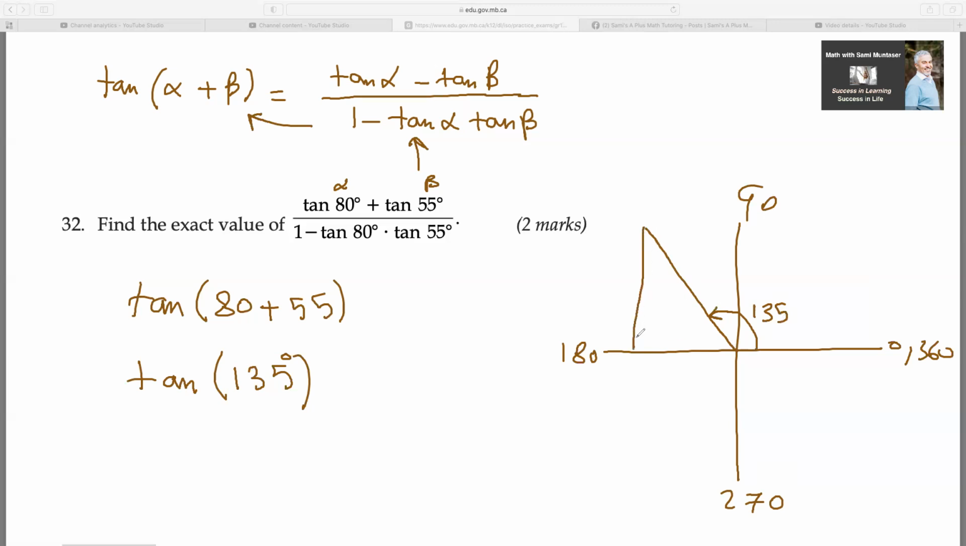Drop a vertical. The reference angle here is 45, and that's exactly what you need to work with. Therefore, this is 1, this is -1, this is √2. That's the 45-degree triangle. And tan would be opposite over adjacent, which is 1 over -1, which equals -1. Yay, we're done. This is it for this exam.